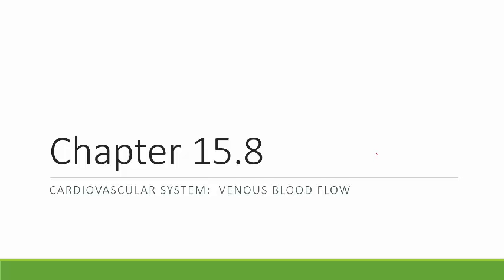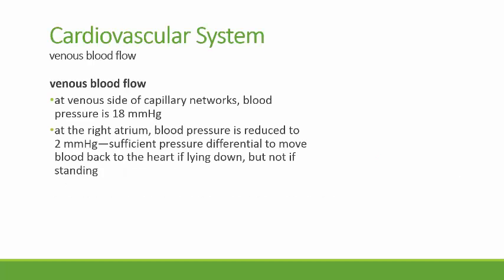Okay, so we have made it to the very last video for Chapter 15, Yahoo! And in it we're going to discuss a little bit about how we get blood all the way back to the heart, even when blood pressure is relatively low, 16 millimeters mercury on the venous side of the capillary networks, all the way to 2 millimeters mercury by the time you get back to the heart itself. So let's take a look at that.